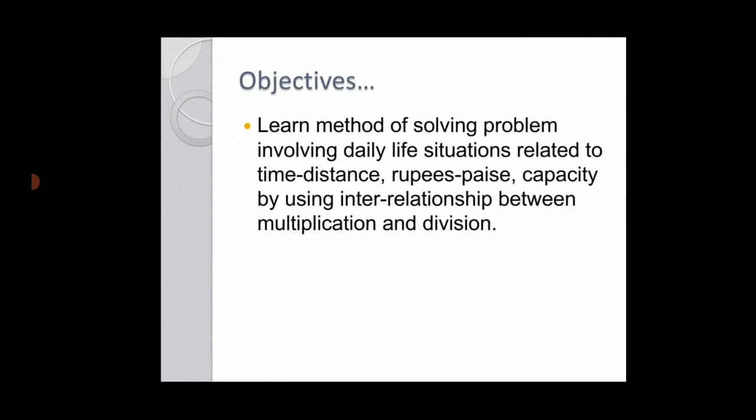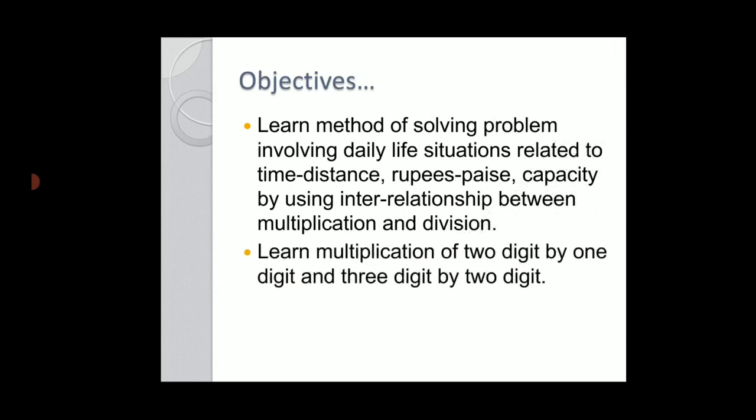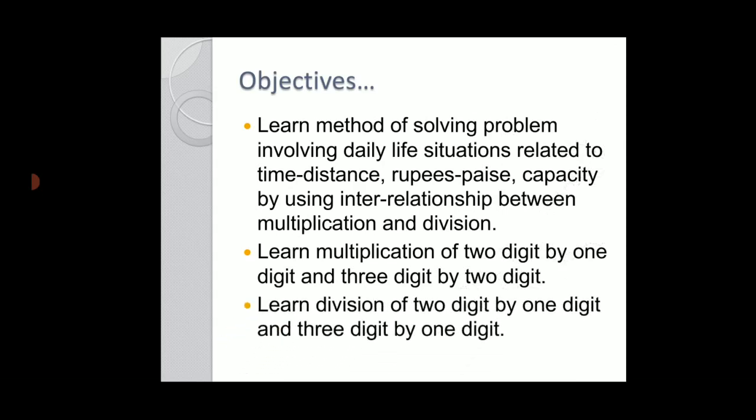Objectives of this chapter. After completing this chapter, students will learn the method of solving problems involving daily life situations related to time, distance, rupees, paise, capacity by using the interrelationship between multiplication and division. They will also learn multiplication of 2 digit by 1 digit and 3 digit by 2 digit, as well as revise the division of 2 digit by 1 digit and 3 digit by 1 digit. So let us start with the chapter.